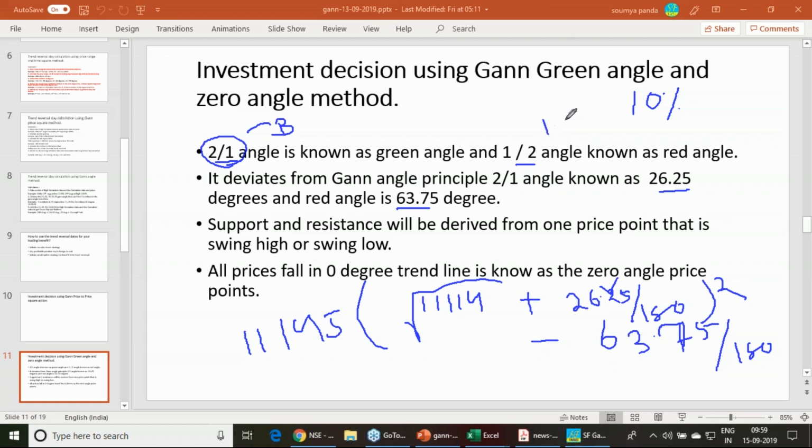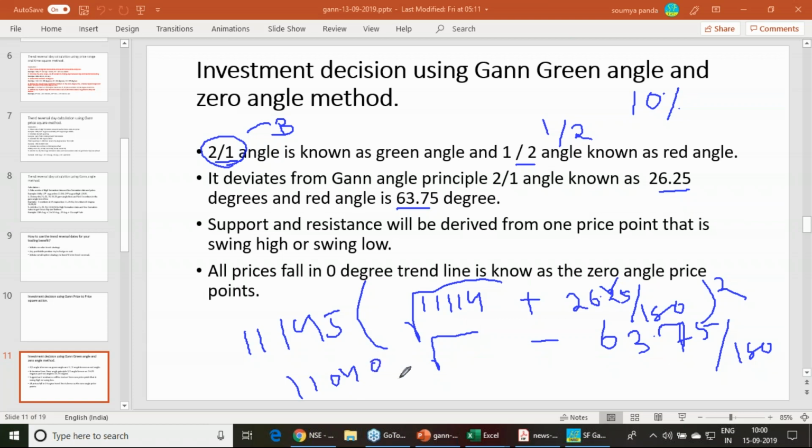I can put 1 by 2 as a stop loss point or my accumulation point. Deducting 63.75 at this point, I can put it as an accumulation point. So this is as per the Nifty: take 63.75 divided by 180, and this should be subtracted from the square root of 11,104, so square root. So whatever value we get, 11,040. This is what it is giving us.